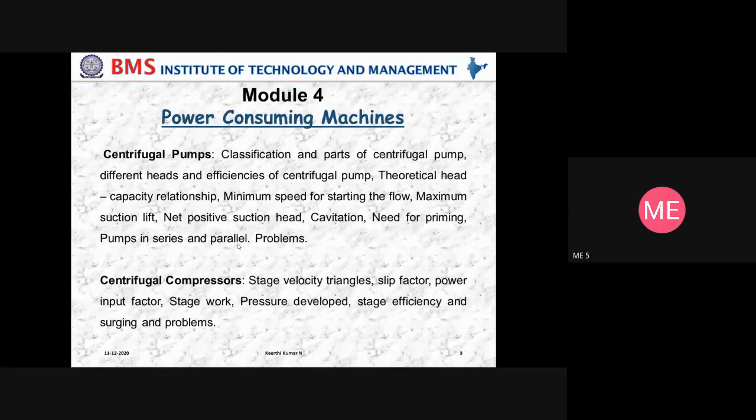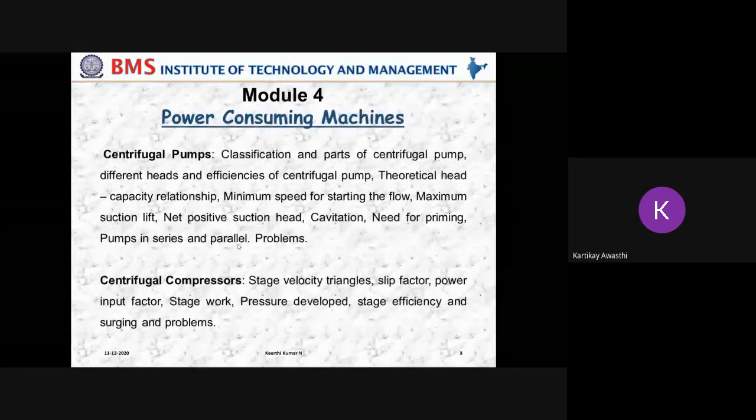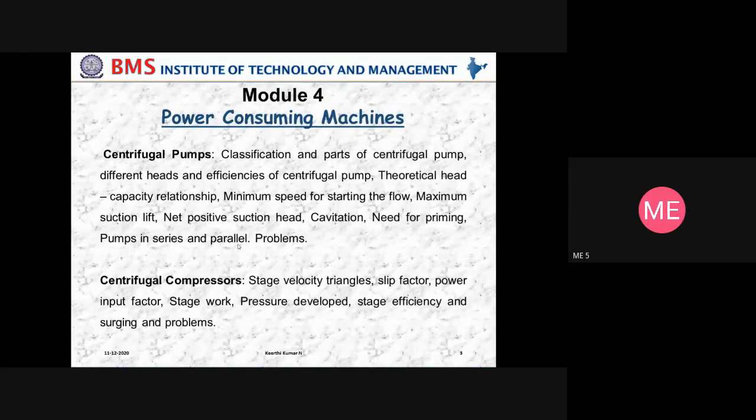But power consuming machines, can you tell? You can tell plenty of these, because in day-to-day life you are seeing many machines. So the windmill can be again converted into AC and DC generators, sir. Yeah, finally it is going to be coupled to the generator, so I have agreed on that generator. Done? Any other power consuming machines other than these two? Centrifugal pump, centrifugal compressor. Any machine to which you are going to supply power for any intended work.